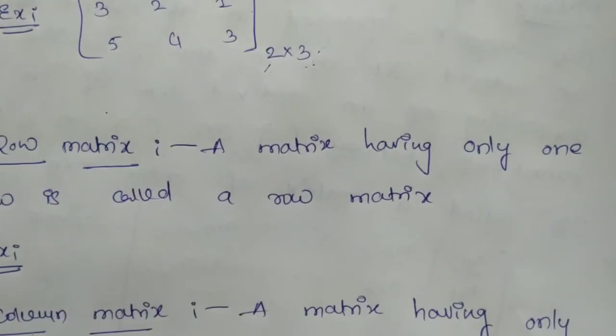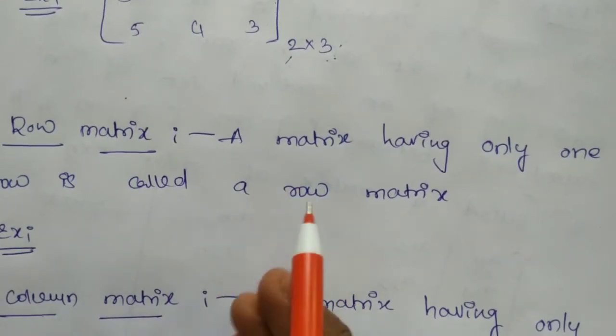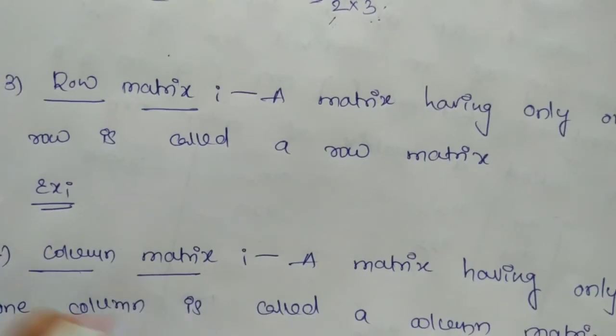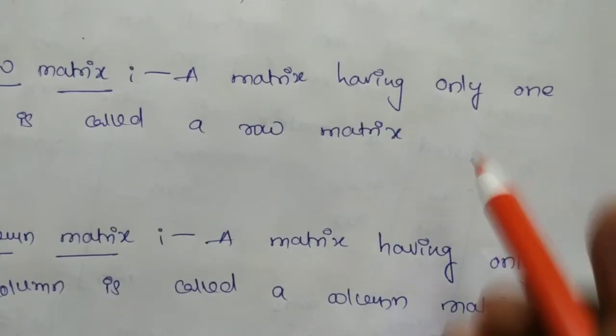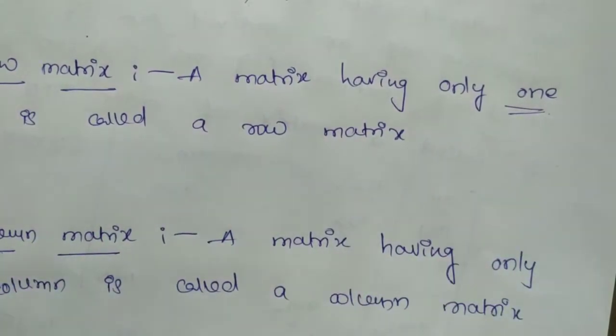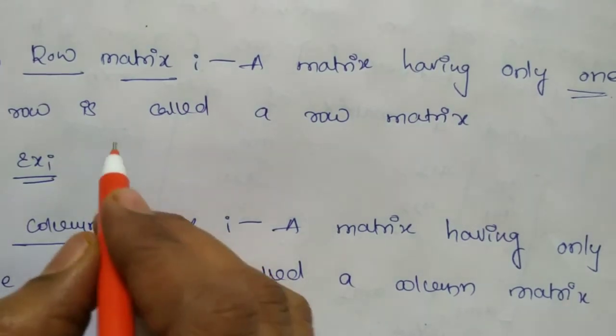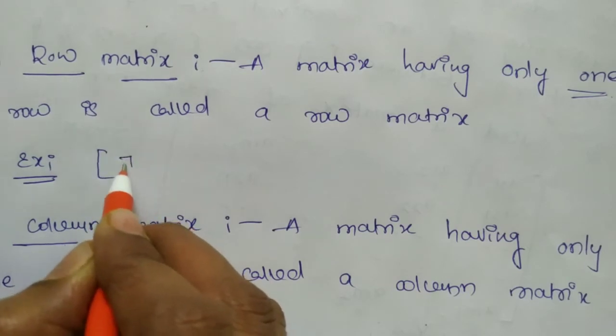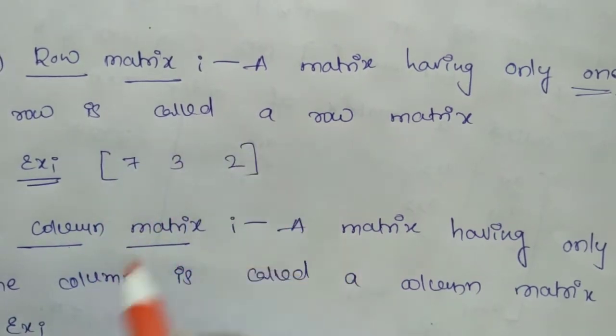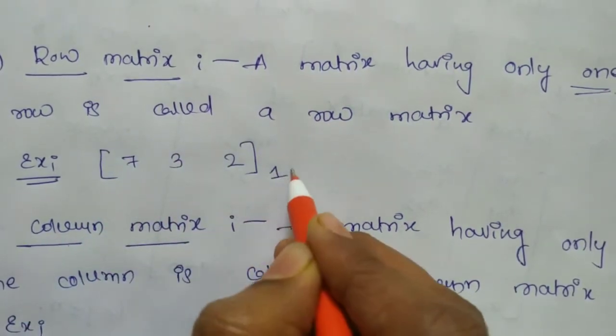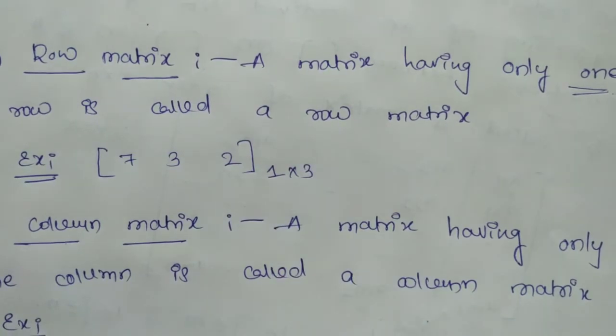Next one, the row matrix. A row matrix is a matrix which has only one row. A matrix having only one row is called a row matrix or row vector. Example: 7, 3, 2. In this there is only one row and 3 columns.